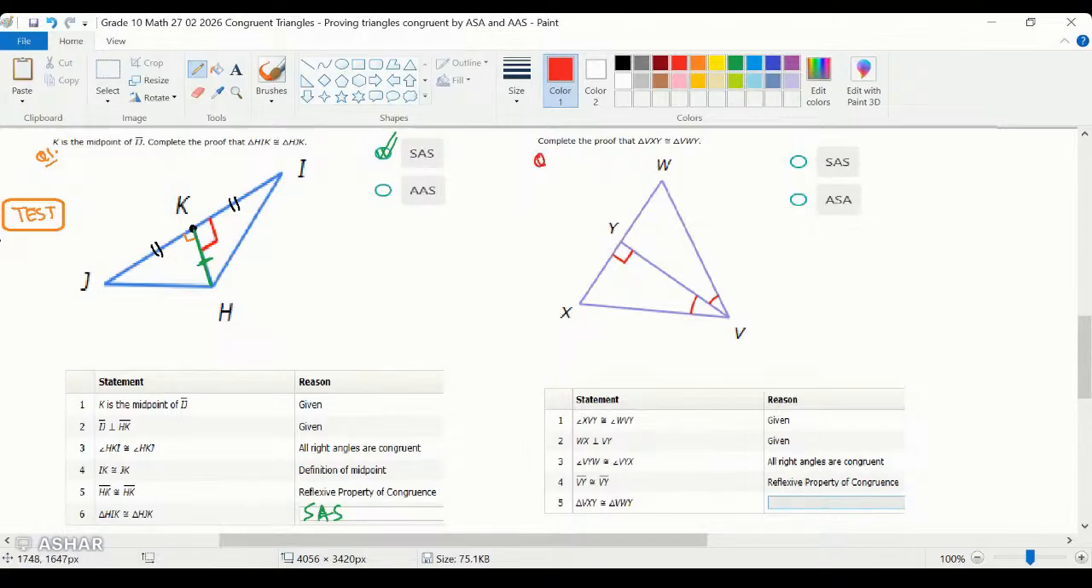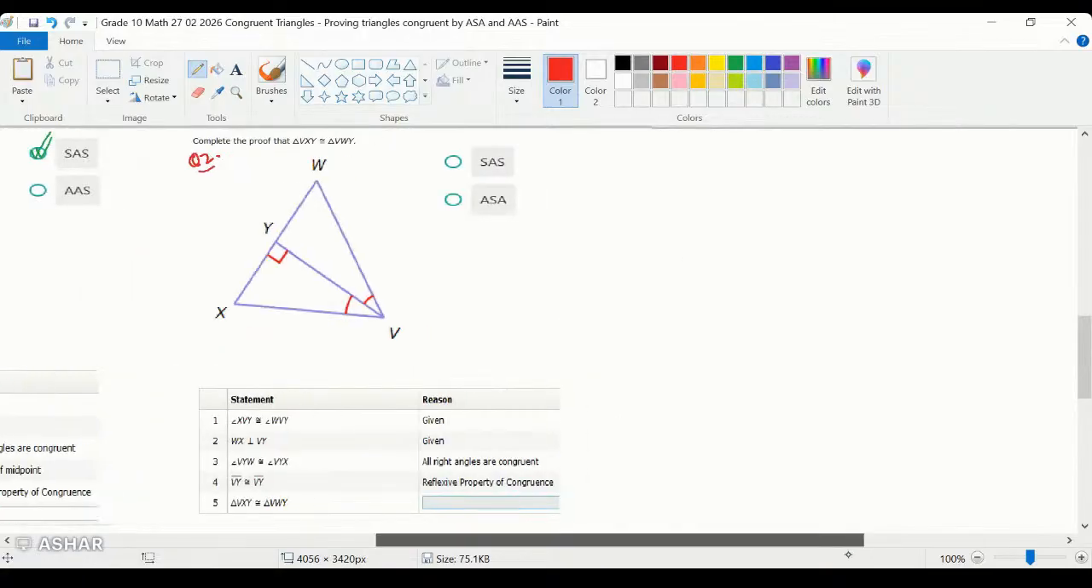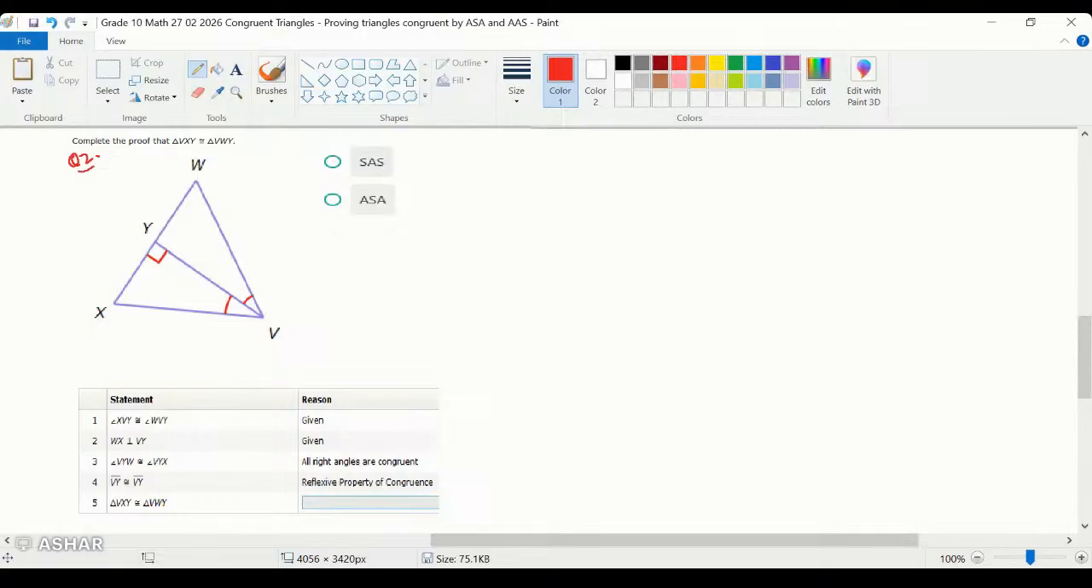Okay, question number 2. In question number 2, they're asking us which property can be applied over here. How many angles do we have? Do we have a common length? They're saying that this is perpendicular. That means it intersects at right angles, then this would be a right angle also. That means two angles are already given to us.